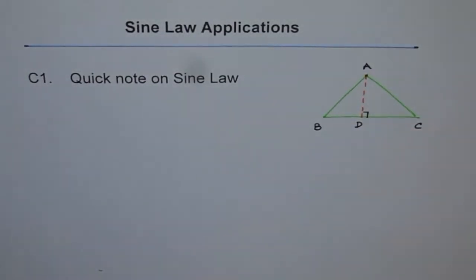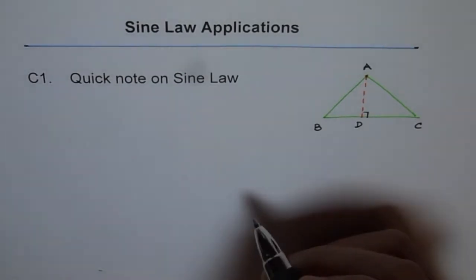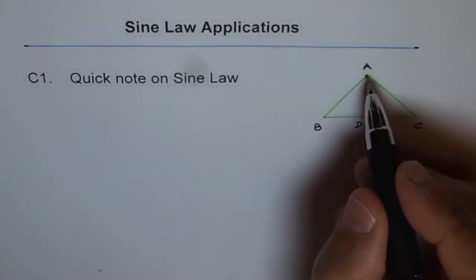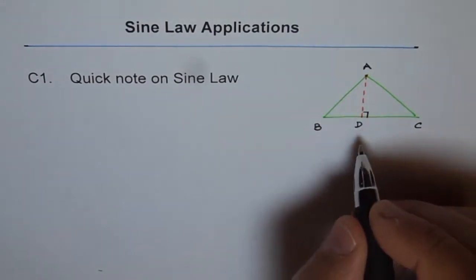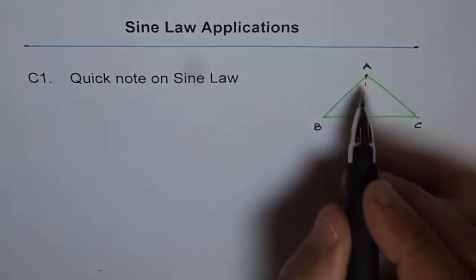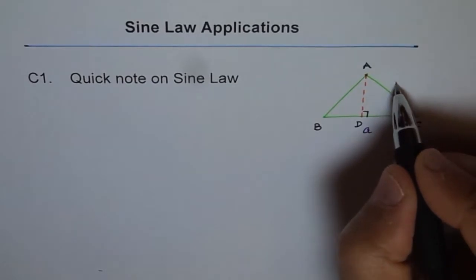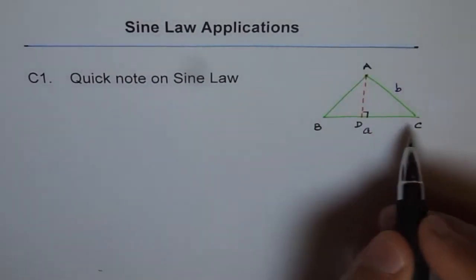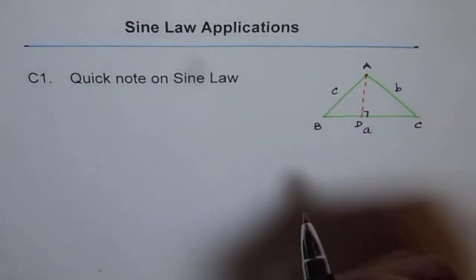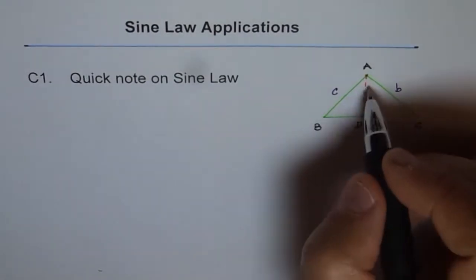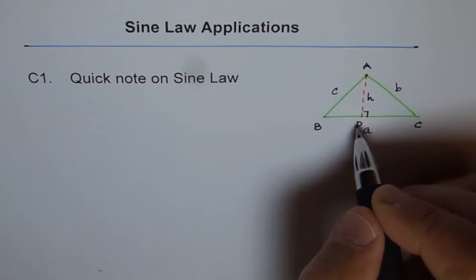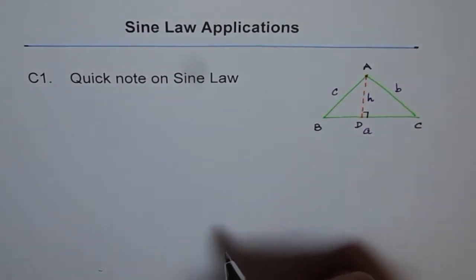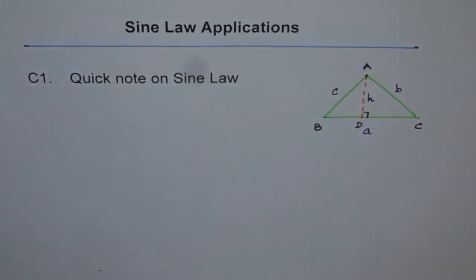As we know, always in a triangle we label the sides as lowercase letters of the vertices. So the side BC is written as a and side AC as b. Side AB will be small c, lowercase, and let us call the height, the perpendicular, h. Correct? Now, what is sine law?